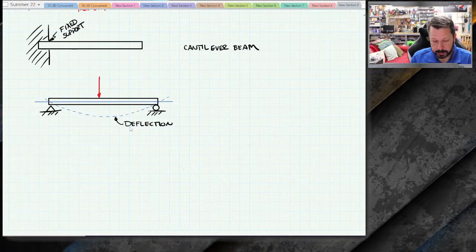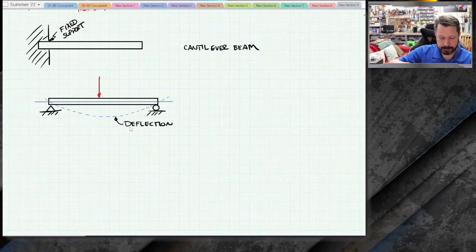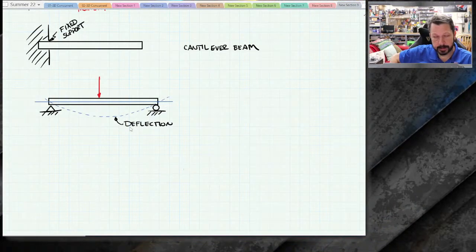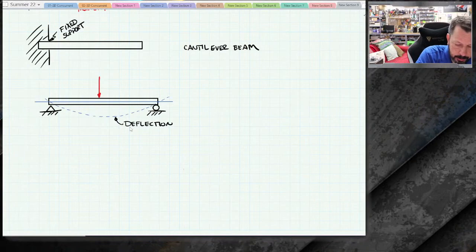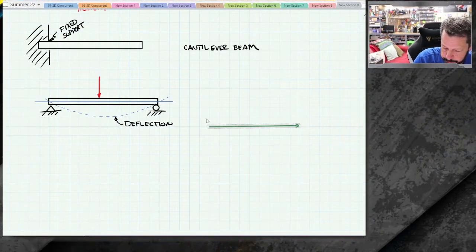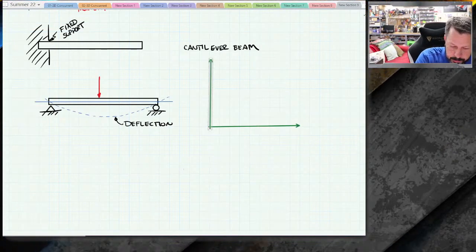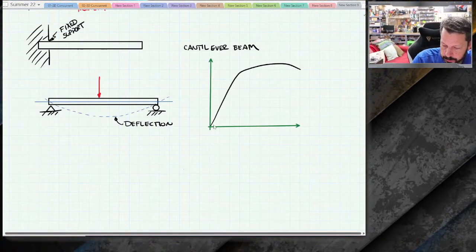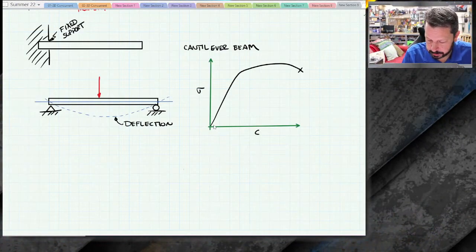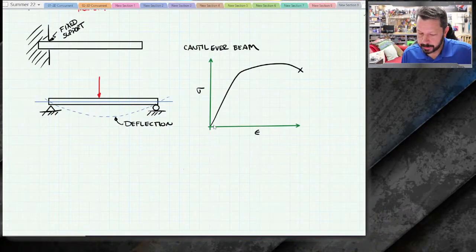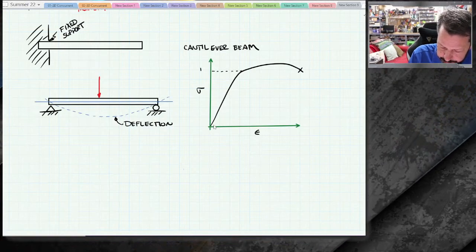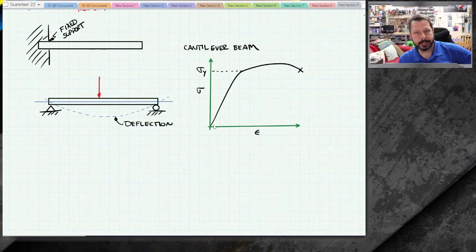Also, if it deflects like what I've drawn here, it's possible that I have deflected it to the point that it has yielded. Remember our stress strain curve? Let's just do that one real quick. Ductile materials, with the stress strain. Remember, this is sigma, this is strain, so sigma is stress. And somewhere over here, I've got the yield point or the elastic strength.